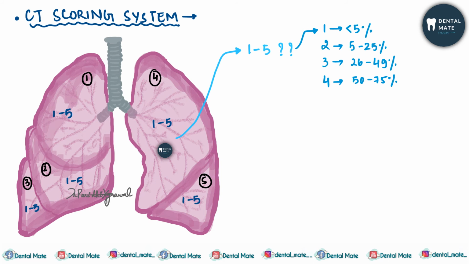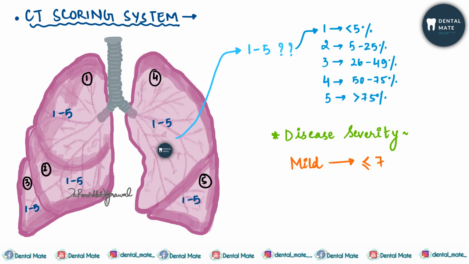50 to 75, then 4. And more than 75%, then 5. Now, this basically tells us about the COVID-19 disease severity. Okay? If the score is less than or equal to 7, then the severity is mild. If the score is between 8 to 17, it is considered moderate. If the score is more than or equal to 18, it is considered severe COVID-19 disease.